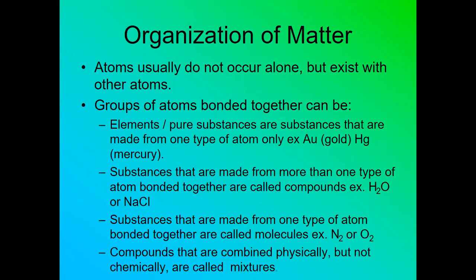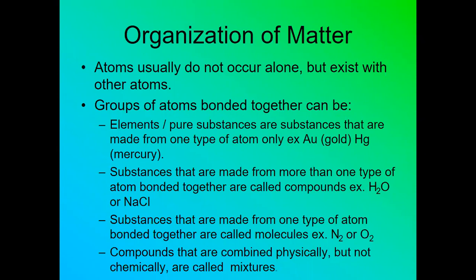Remember, atoms usually don't occur alone, but exist with other atoms. In fact, if we were looking at the periodic table right now, hopefully you can remember the far right-hand side had the noble gases. Those are the kinds of atoms that like to exist by themselves because their valence shell is full. Almost every other atom on the periodic table likes to bond with others of its own kind or other elements that are on the periodic table.